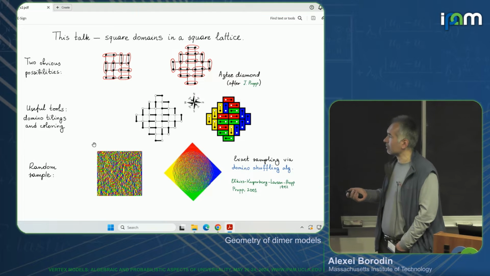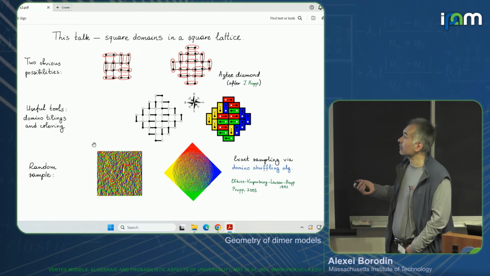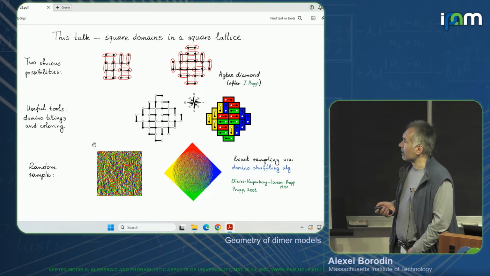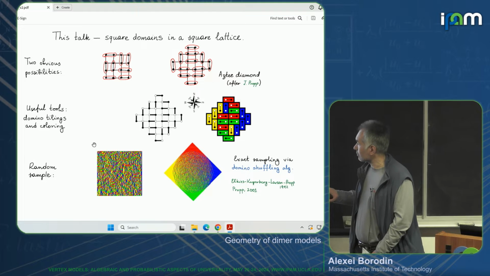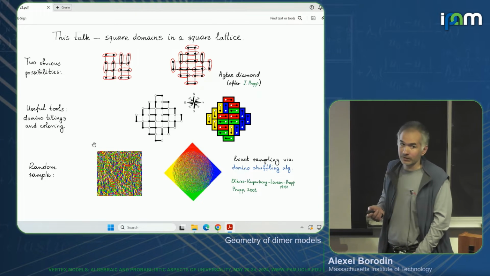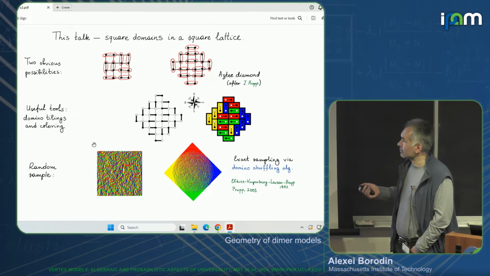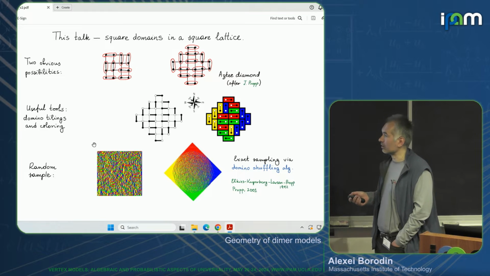So this is an example of a dimer covering of the Aztec diamond. And there is a useful tool to look at these dimer coverings. One can associate to each edge a little domino, so a 2x1 rectangle around that edge, and then cover the domain by these rectangles, as here. And then one can also color them in 4 colors in the following fashion.